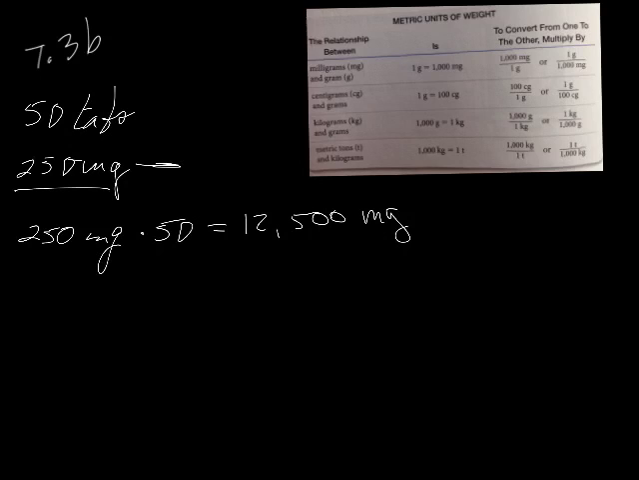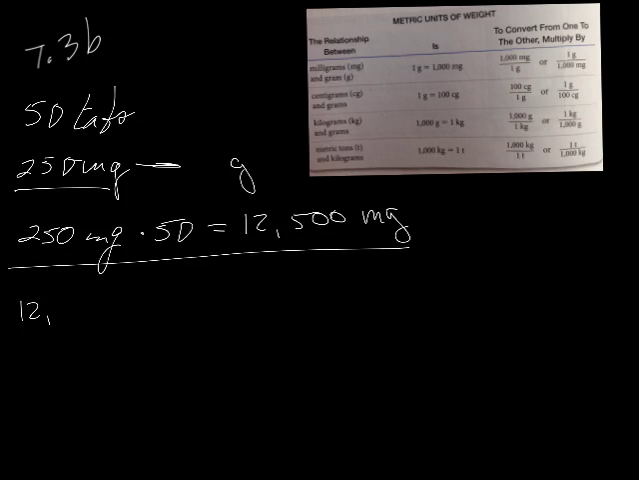Well, there's 250 milligrams per tablet, and we have 50 tablets. So if we multiply 250 milligrams times 50, that will tell us how many milligrams are in the entire bottle. So that gives us 12,500 milligrams, but they aren't interested in how many milligrams are in the bottle. They're interested in how many grams are in the bottle. So we're changing milligrams to grams, but we first had to find out not how many milligrams were in each tablet, but how many milligrams were in 50 tablets, so that's why we multiplied.